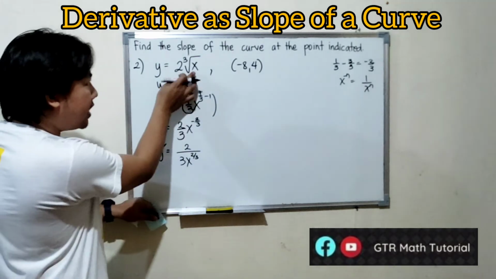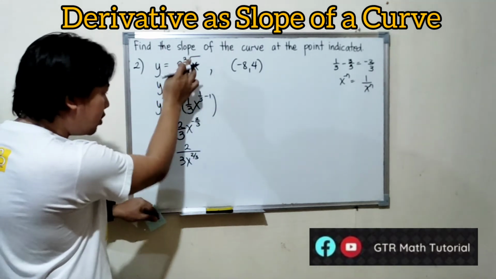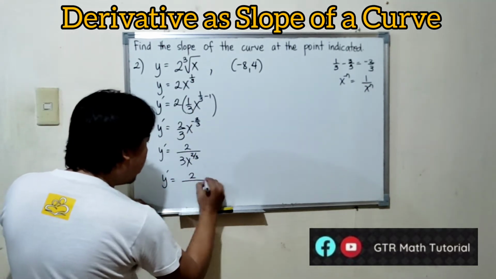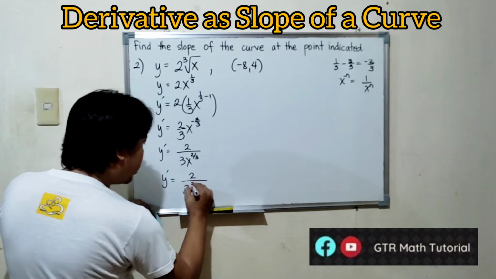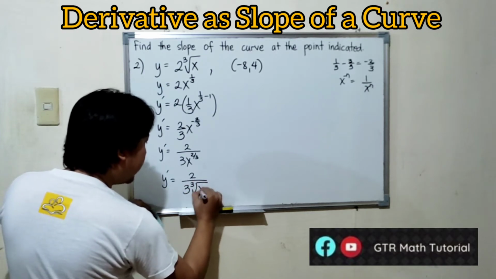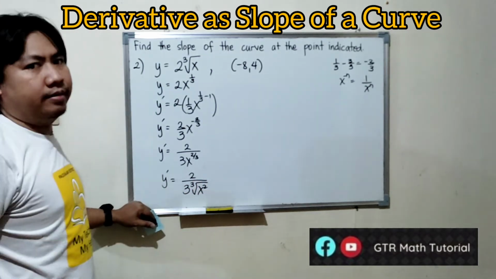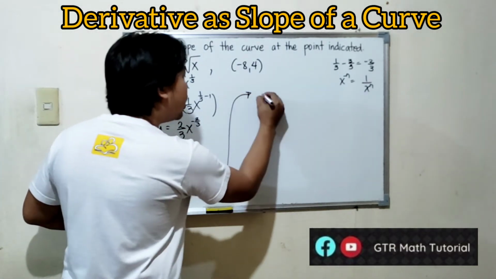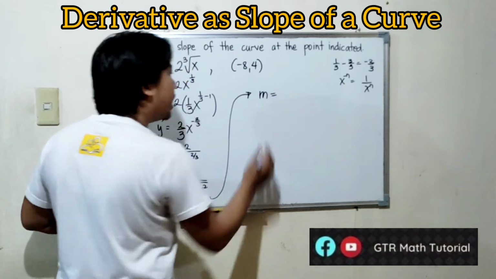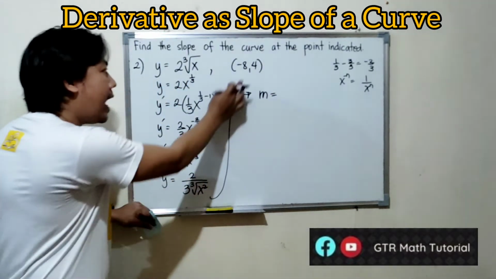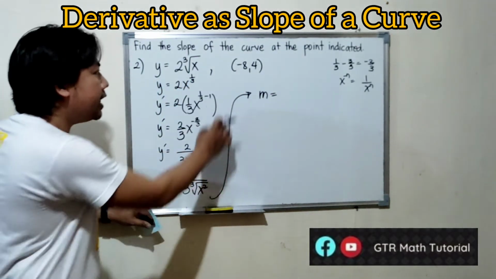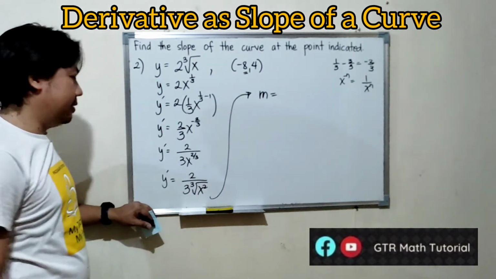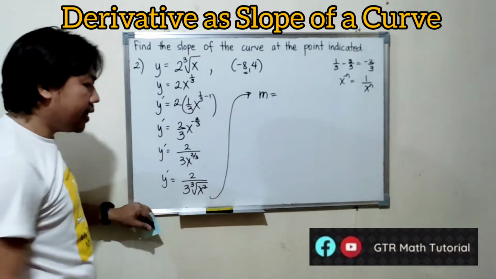Or express it as a radical: y prime equals 2 over 3 cube root of x squared. Okay? So now find the slope using the definition. The derivative is equal to the slope of the tangent line at the point of tangency. So just substitute the value of x. The value of x is negative 8. So substitute it into the derivative to get the slope.